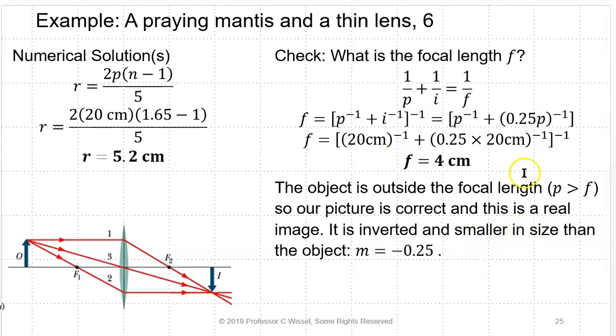Okay, so the focal length ends up being 4 centimeters. The object is outside the focal length. P is 20, so it's greater than this. So the picture is correct, and this is a real image. It is inverted and smaller in size than the object. It's 1/4 of the linear size of the object.